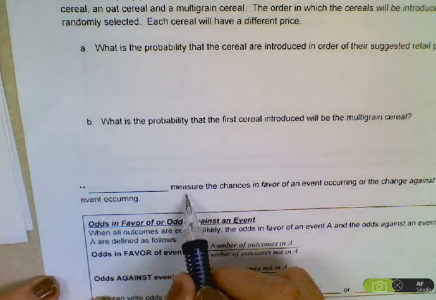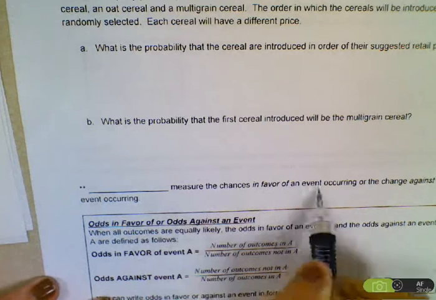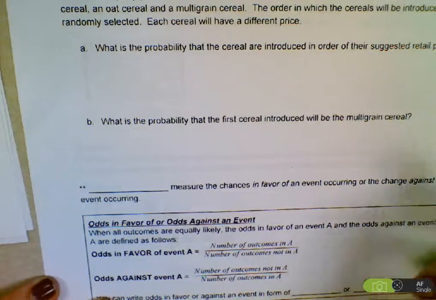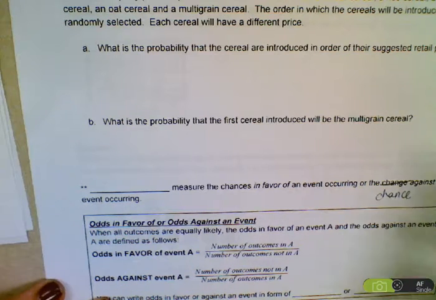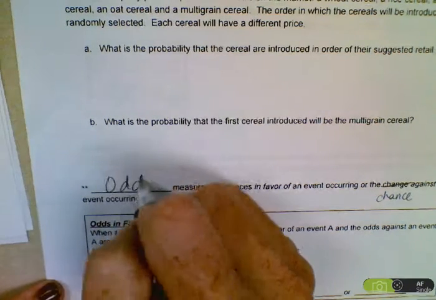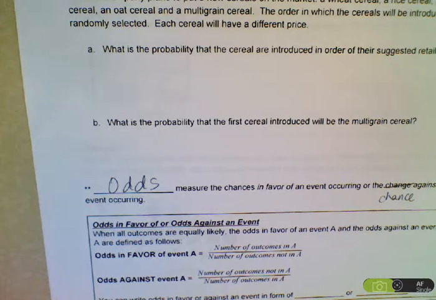The item that measures the chance in favor of an event occurring against the chance against an event occurring would be the odds. A lot of times you'll see this when you talk about any kind of gambling. They're always talking about the odds. What are the odds you're going to win the lottery? What are the odds you're going to win at blackjack? What are the odds of a horse in a horse race? This is what the entire gambling industry is based upon.